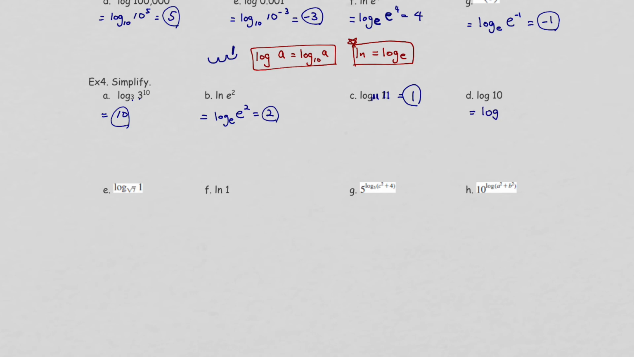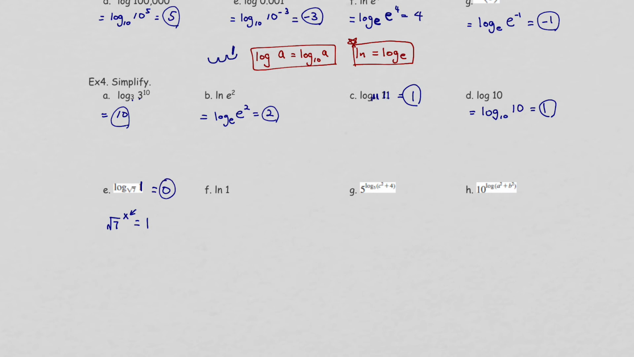This one doesn't show a small base, so it means 10. So your solution will be 1. This one you have log square root of 7 of 1, which means square root of 7 to what exponent is equal to 1, right? So when the larger base is 1, this is always equal to 0, because the only way this value will be equal to 1 is when the exponent is 0, right?